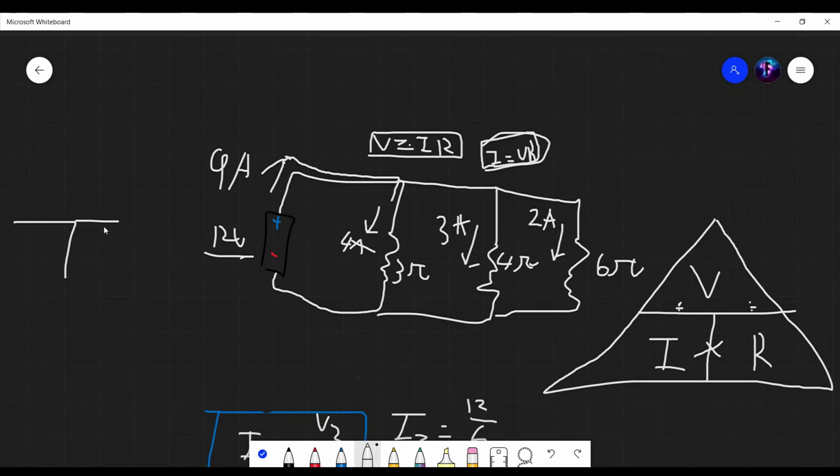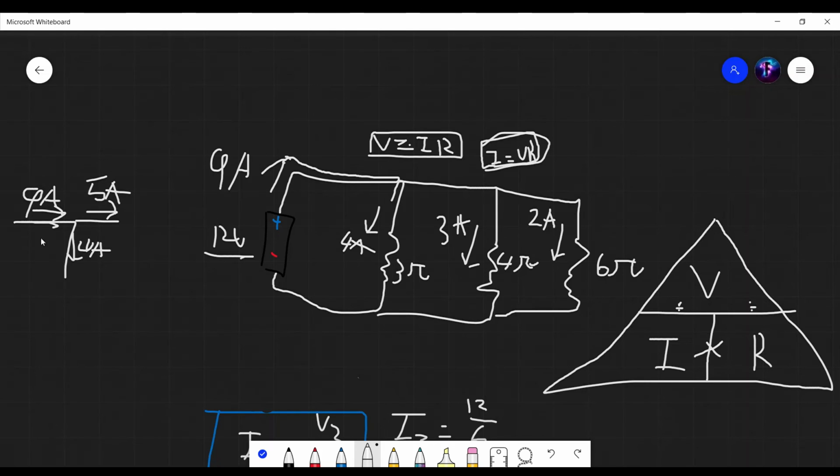Whatever kind of amps comes in has to add up. So these two have to add up to this amp. So for example, right here we have 9 amps. Since 9 amps is going this way and 4 amps is going this way, 5 amps should be going this way.